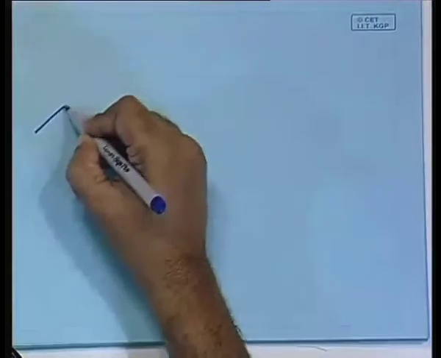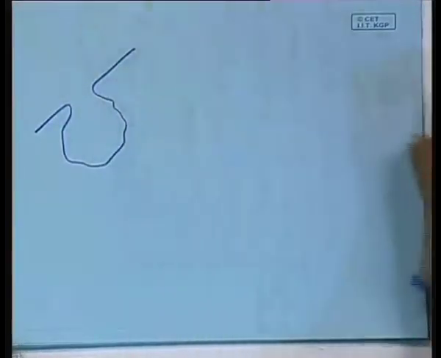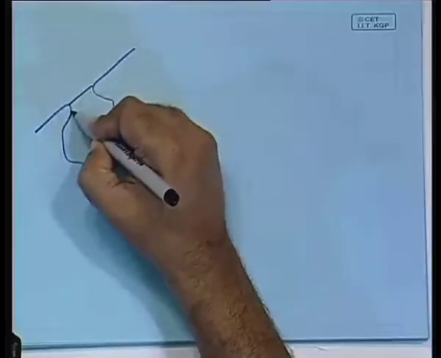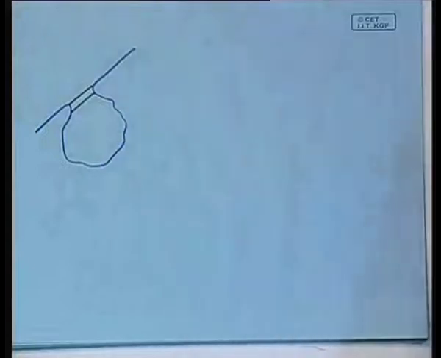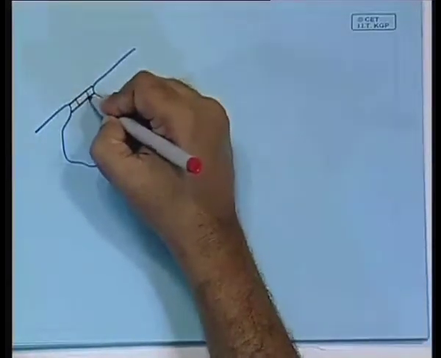So, how would the structure of this system look? It would look something like this. You have some area enclosed, you have the dam constructed, and you have the turbine installed here.